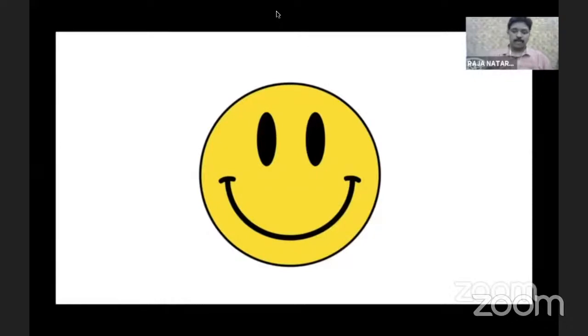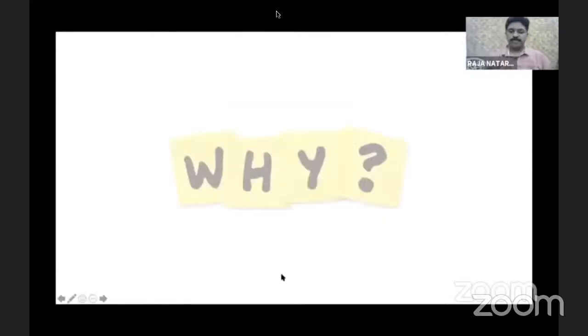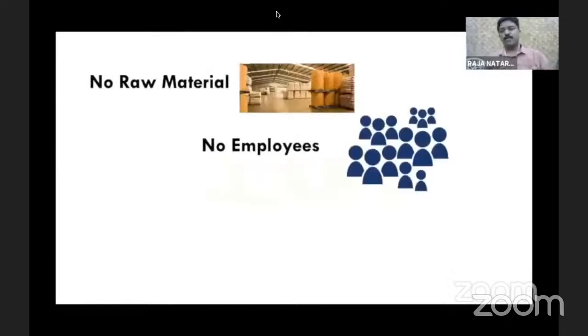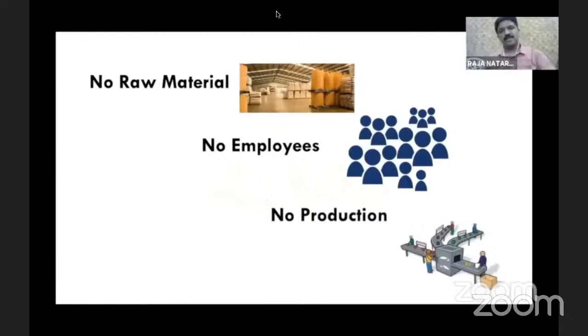So I asked whether you are happy. Some of you said no. I asked why. You gave some reasons. On YouTube, I could see Sidhu is saying that there is no raw material. There are no employees to work. Exactly, I have the same point. There are no raw materials. There are no employees. And without these, I cannot carry out the production. And without this, how can I execute the order of my first customer?